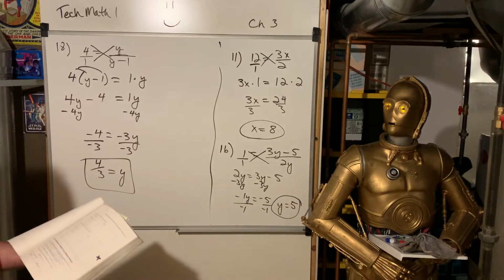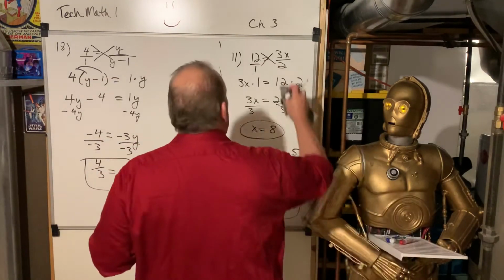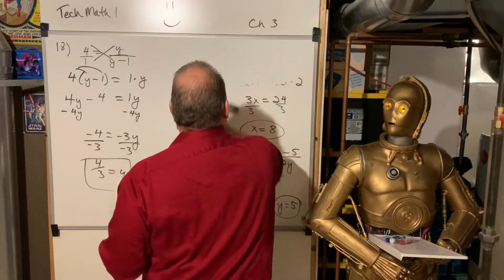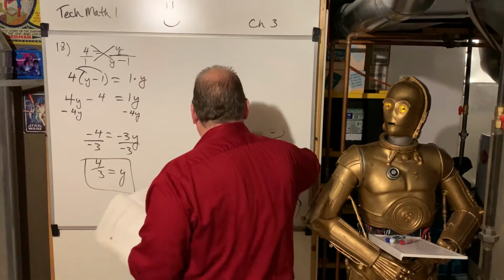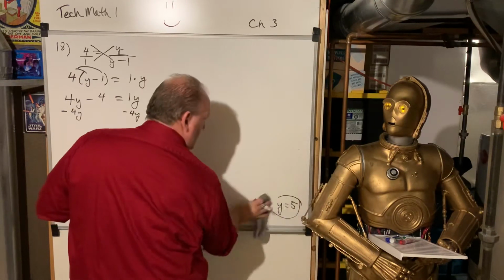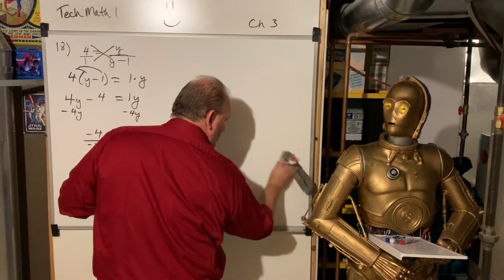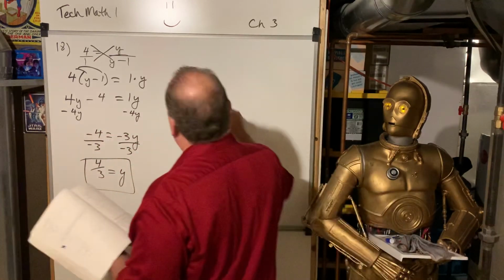4/3. All right. Again, if they don't tell you any context, it's not money, we don't know if it's a slope, we don't know what it is, then you can leave it improper, 4/3. If you want, you could write it 1 1/3 if you want to write it as a mixed number, but you do not have to.